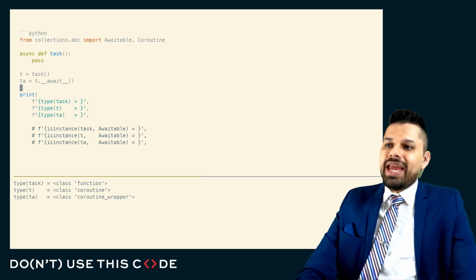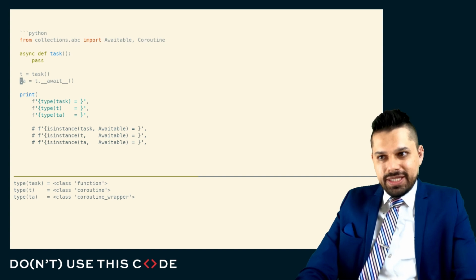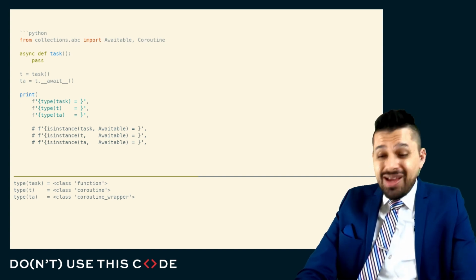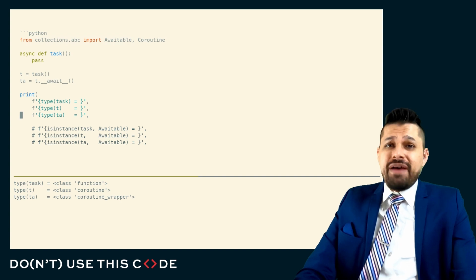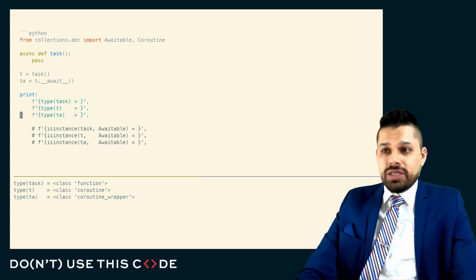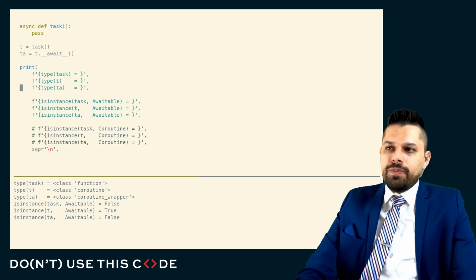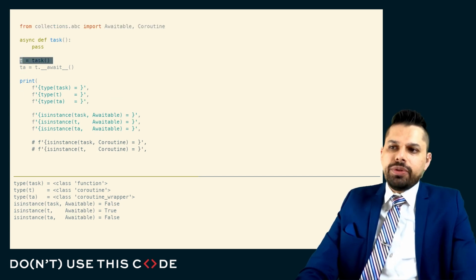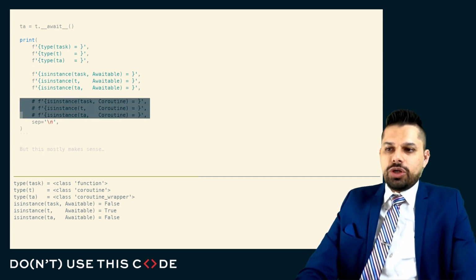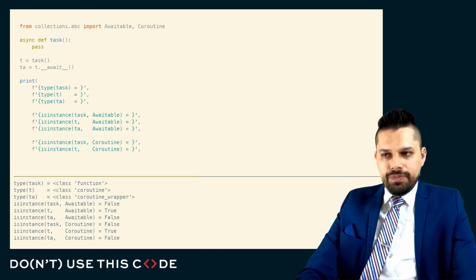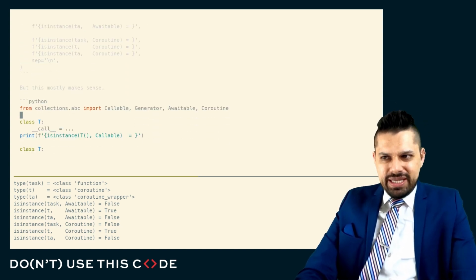And if we call await on this to get this awaitable object, and we see what type we have here, we get a coroutine wrapper, which we don't even refer to. We don't have a word to talk about this. Nobody ever says, oh, is this a coroutine wrapper? If we ask Python whether these things are awaitable, Python says only this thing is awaitable. And if we ask Python whether these things are coroutines, Python says only this thing here in the middle is a coroutine.